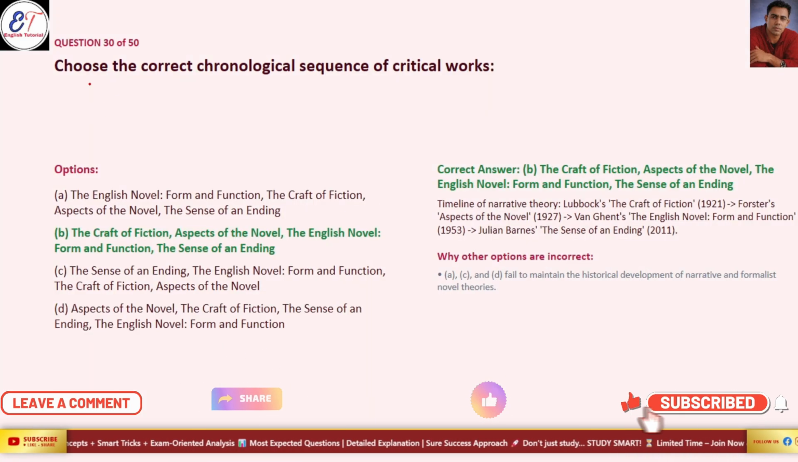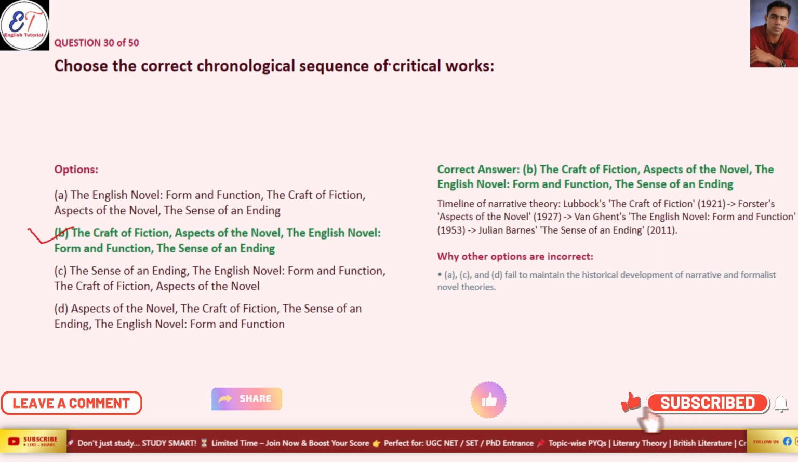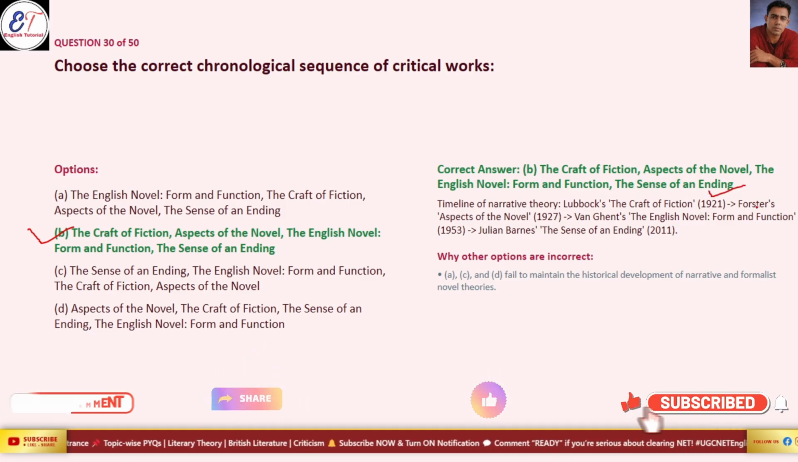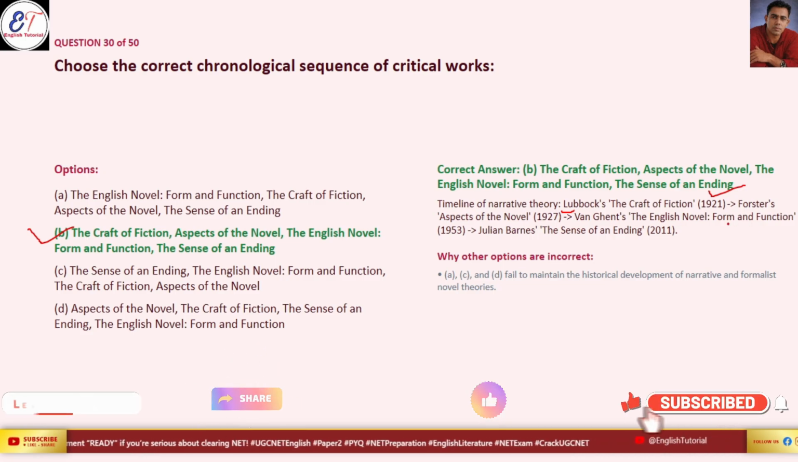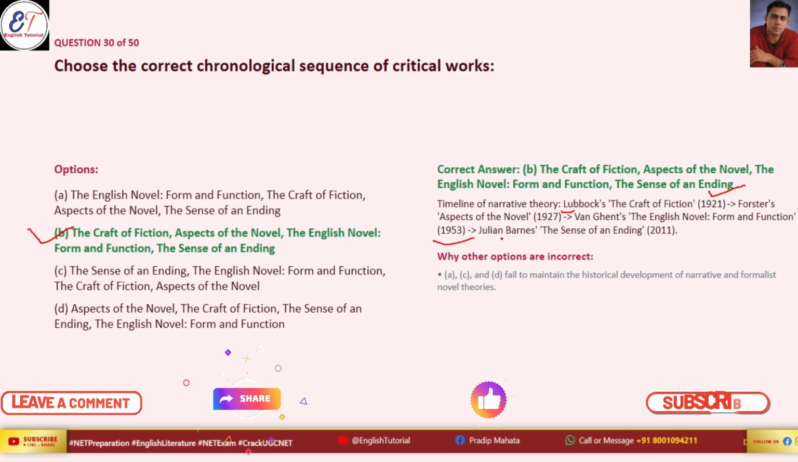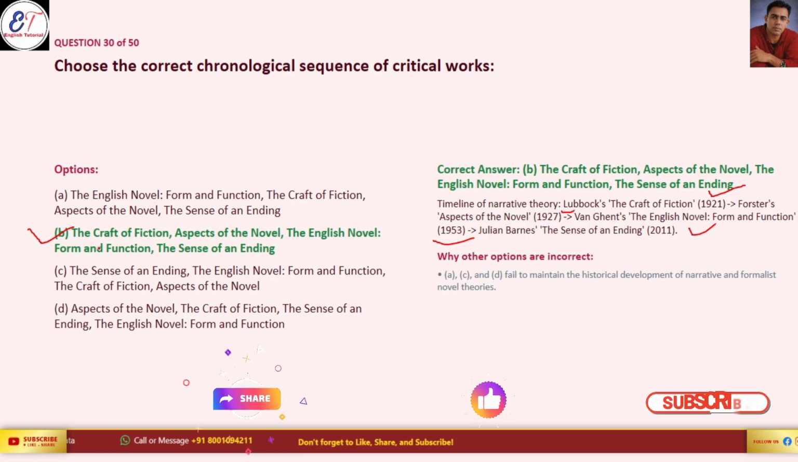Now choose the correct chronological sequence of critical works. Here are the names of a few critical works. Option B is the correct answer. The Craft of Fiction came in 1921. Forster's Aspects of the Novel comes in 1927, and then The English Novel, from the same period, comes in 1953, and then Julian Barnes's The Sense of an Ending came in 2011. So this is the correct answer.